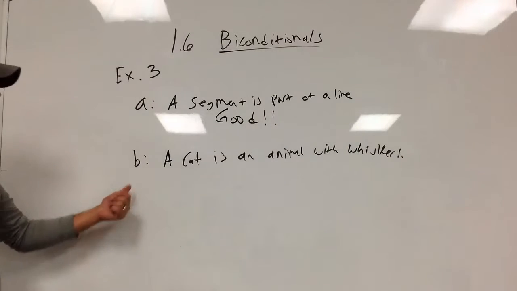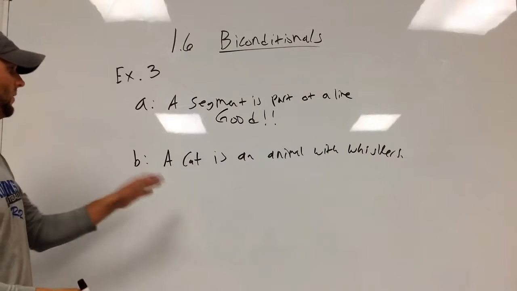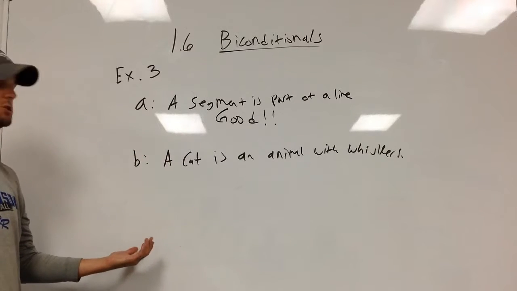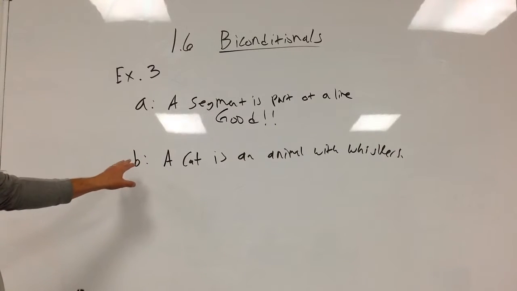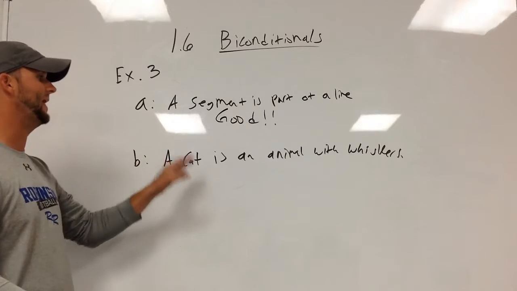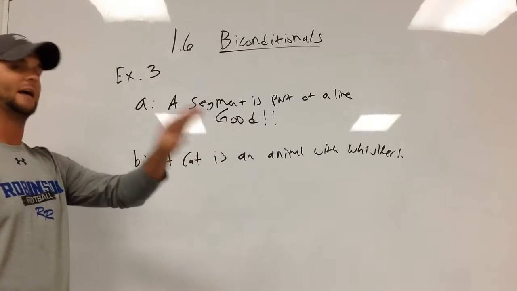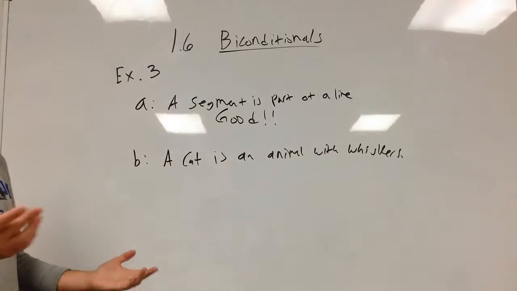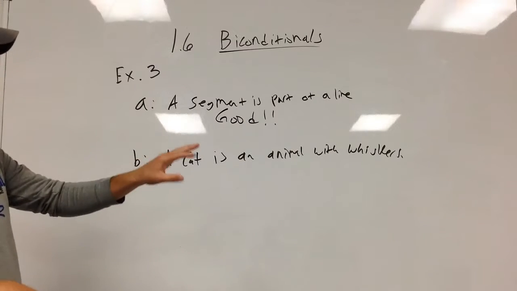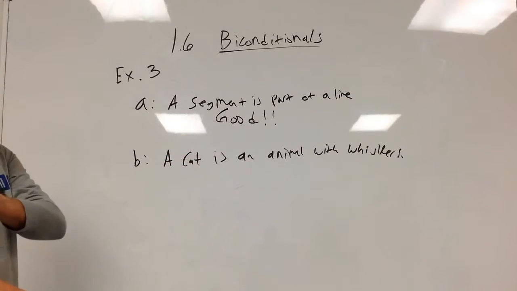So let's check and see if B is going to work out for us. A cat is an animal with whiskers. Let's see if this is a good definition. First, let's change it into a conditional. If a cat is an animal, then it has whiskers. Okay, that's true. So let's flip it. If the animal has whiskers, then it is a cat.